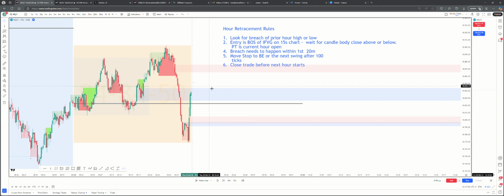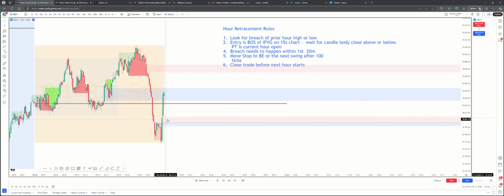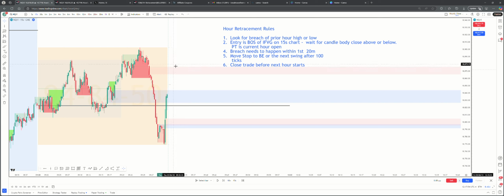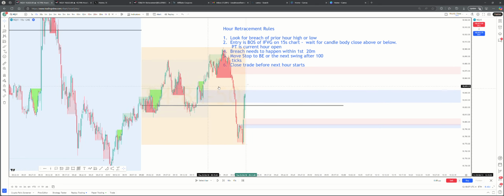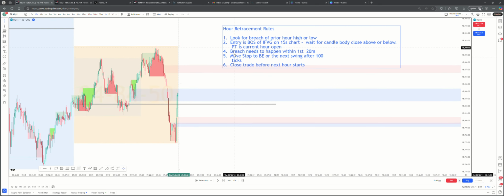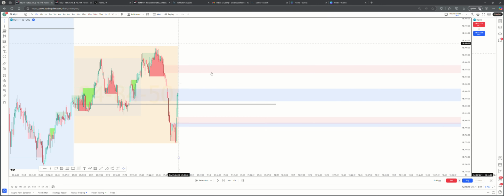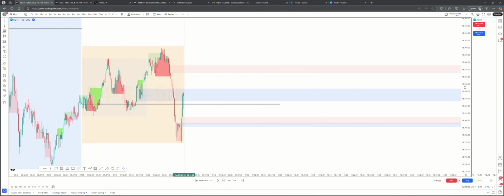I also like to close my trade before the next hour starts. Once you start watching the chart long enough, you realize when the hour changes, there's sometimes some big candles, and it comes back and wicks me out and then goes to target. So I've started taking my profit before the next hour opens and then waiting for the next hour setup. So, all right, take a screenshot of that if you need it. I'm going to hide it for now and go ahead and start this.